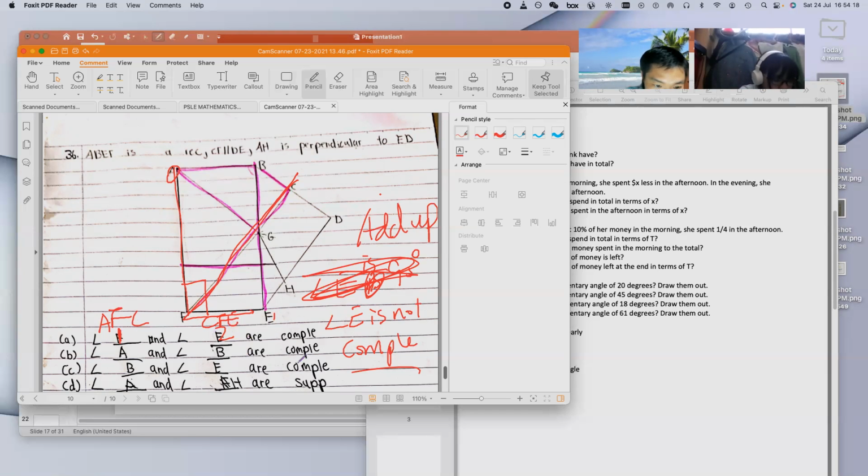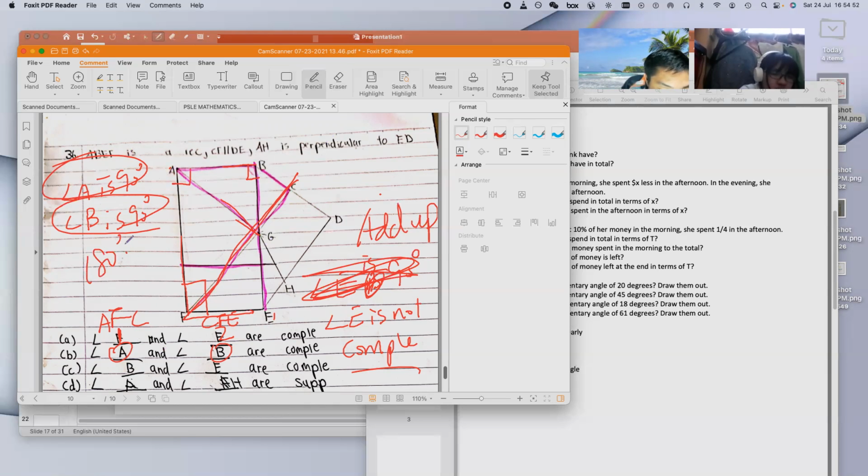Okay. Next one, BAG. Can you see BAG? Can you see GAF? They add up to 90, right? So these two are complementary. Your A and B is not complementary because angle A is 90 degrees. Angle B is 90 degrees. How can you say these two are complementary? They add up to 180.